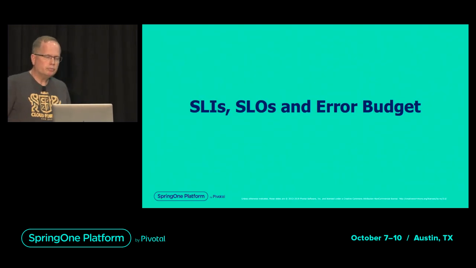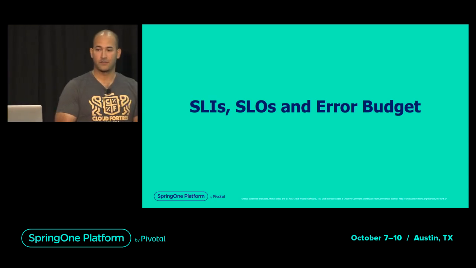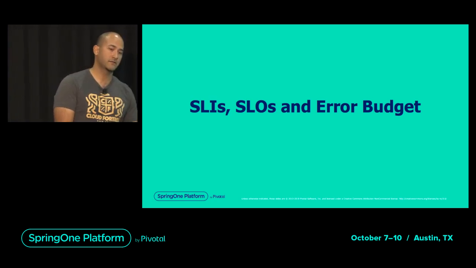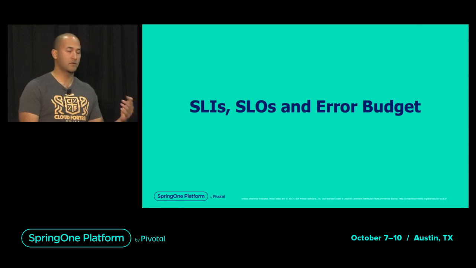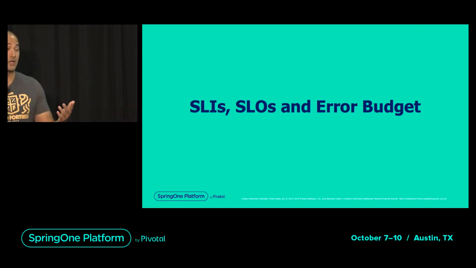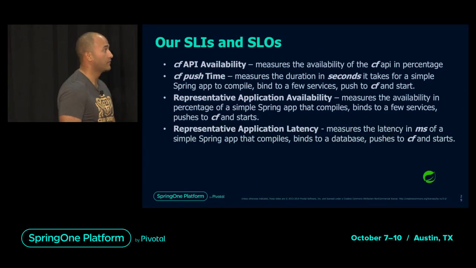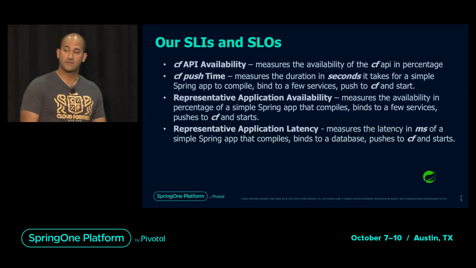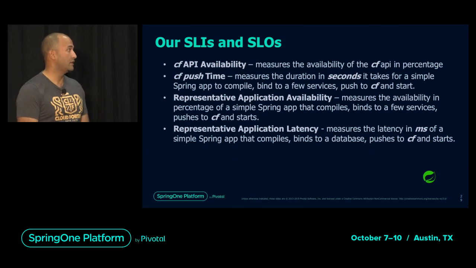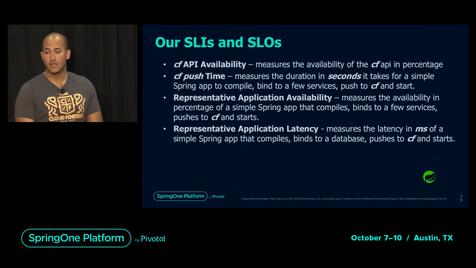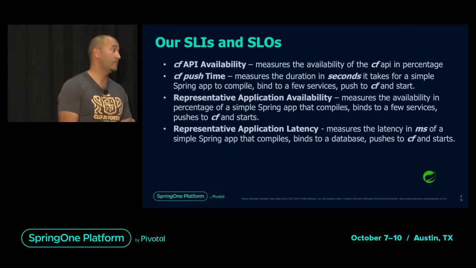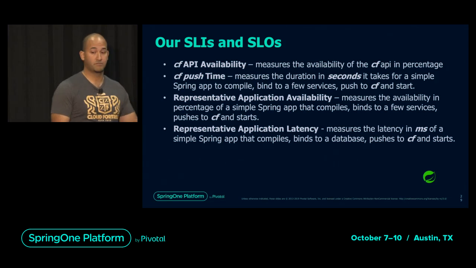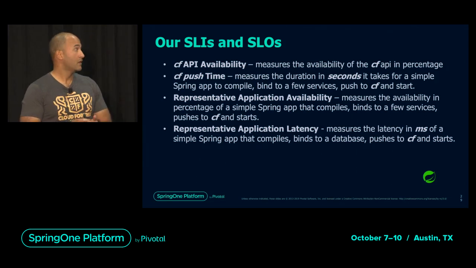Cool, great. So I gave an overview of what SRE is defining: service level indicators, service level objectives, error budget, KPIs. Now I'm going to explain what our actual SLIs and SLOs are. We have 4 main ones that we measure. The first one is the CF API availability, and this measures the availability of the CF API in percentage. Think of this as your gateway to the platform. With that not being up, essentially your platform is not useful.